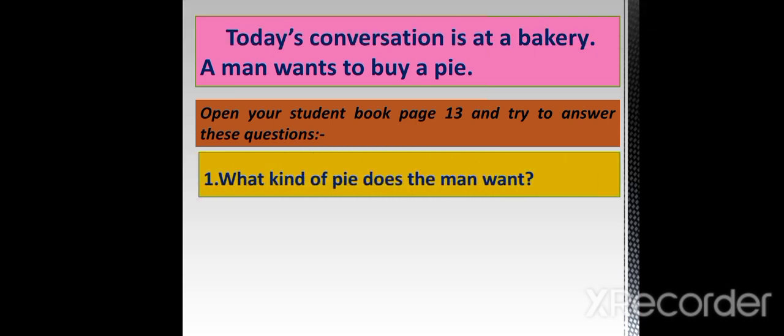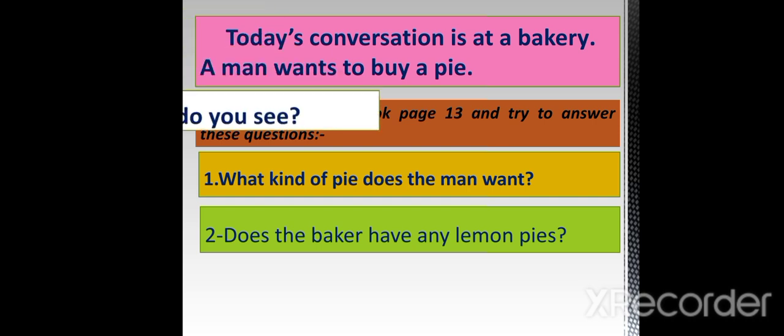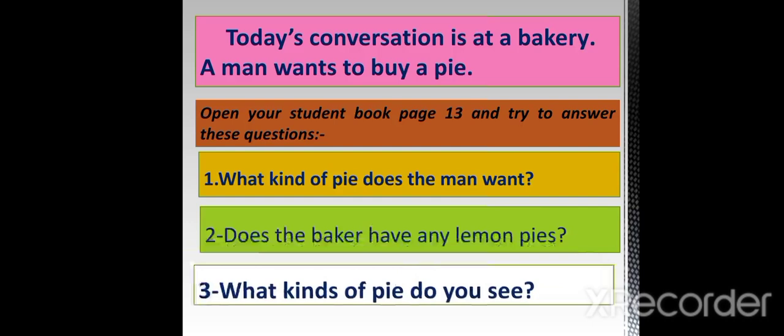What kind of pie does the man want? Excellent. He wants cherry pies. Does the baker have any lemon pies? Yes, he does. In picture number two he said we have lemon, peach and apple. So the baker has some lemon pies. What kinds of pie do you see?